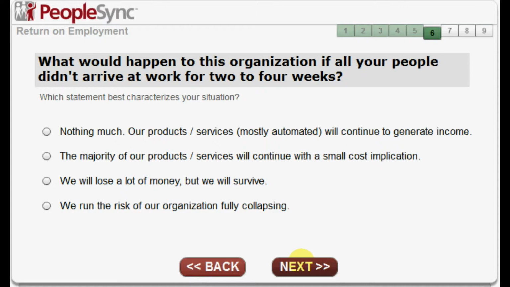Question 6 asks to what extent the business is dependent upon people for its survival, and we ask what would happen to this business if all of your staff were completely unproductive or absent for 2 to 4 weeks. Now, a transactional bank that has automated structures, for example, will not have a great impact, but for our hospital group, there will be a major impact to our revenue.